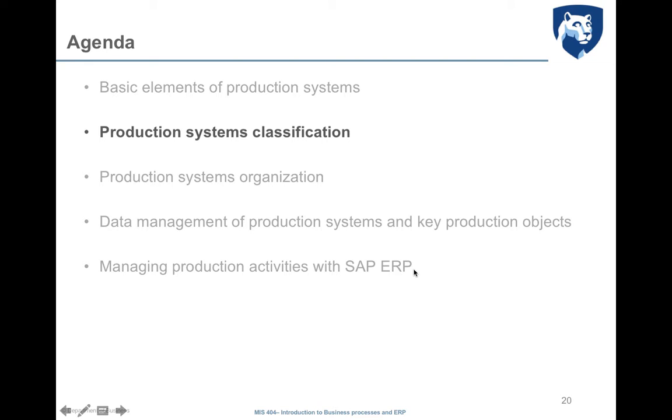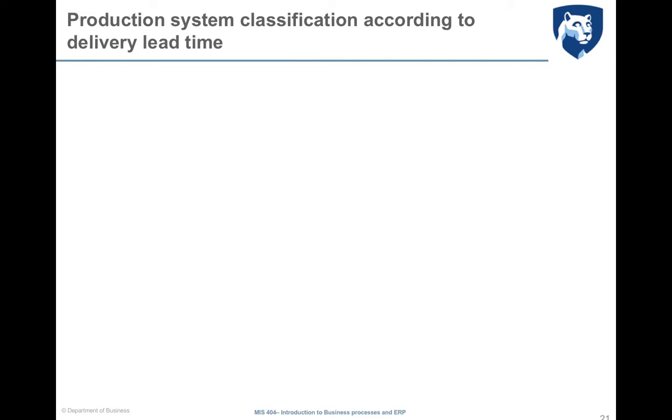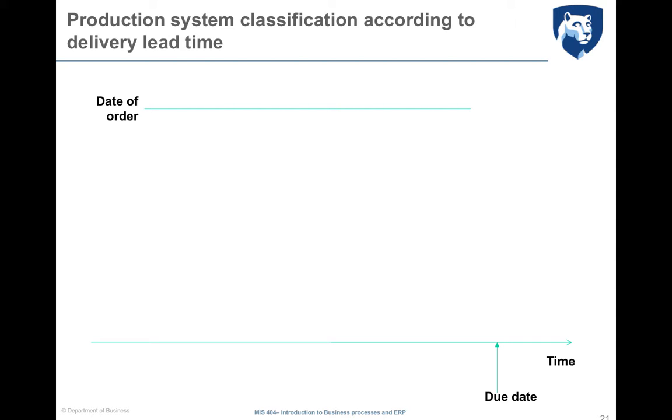Okay, now let's see some approaches that we can use to classify production systems according to their characteristics. The first relevant approach that I want you to be aware of, or maybe you're already aware of, tries to distinguish production systems according to their way to manage the delivery time and satisfy the demand. In particular, let's compare the due date in which the customer expects the order to be delivered with the day in which the customer in practice expressed the order to the company.